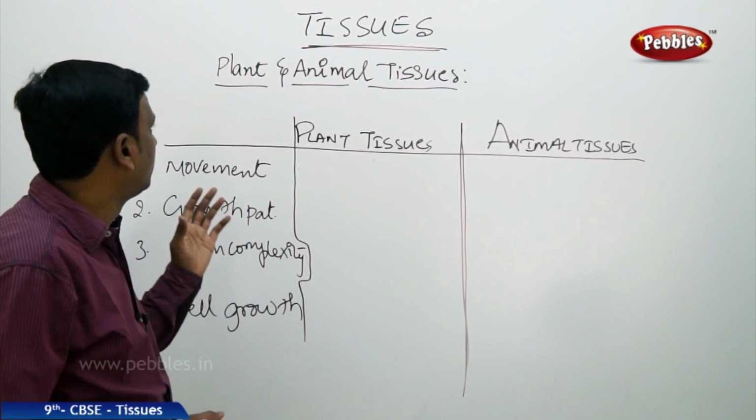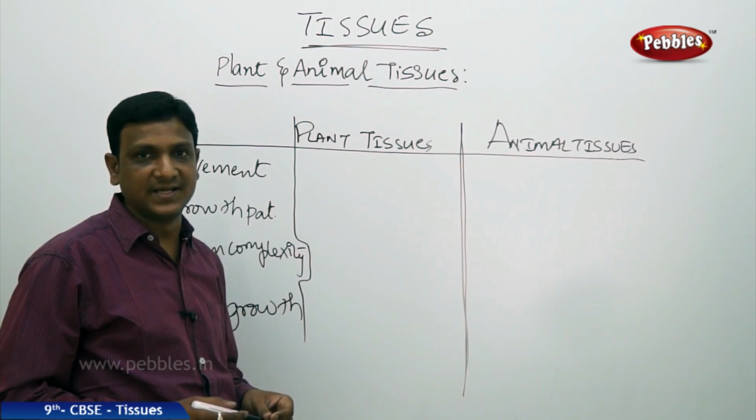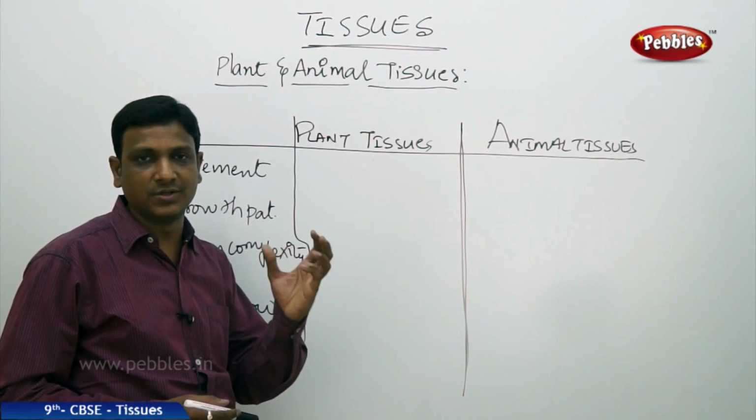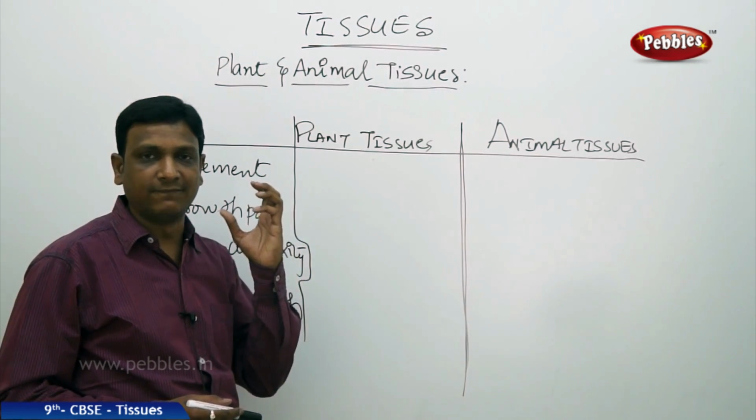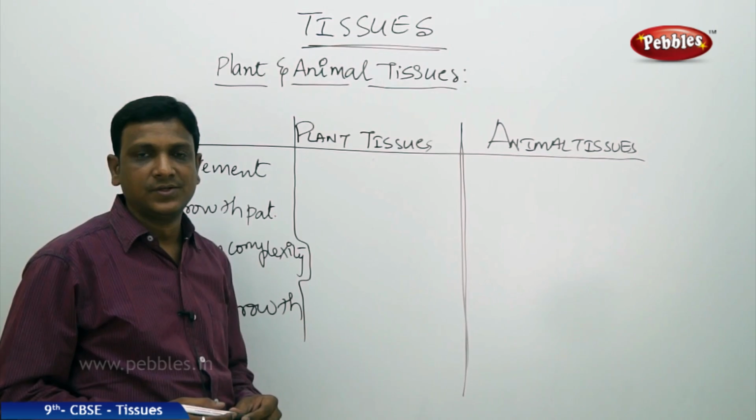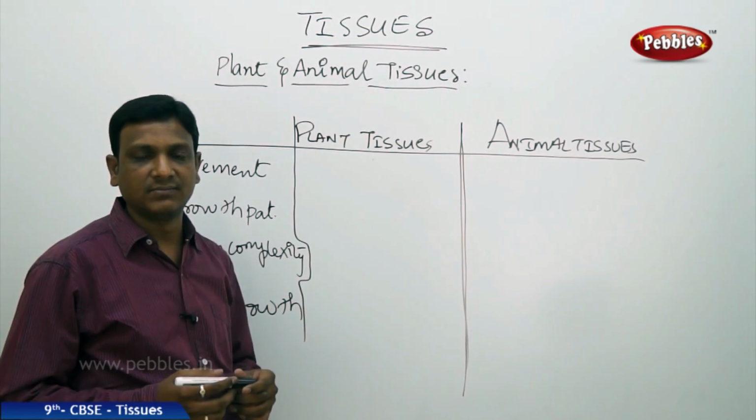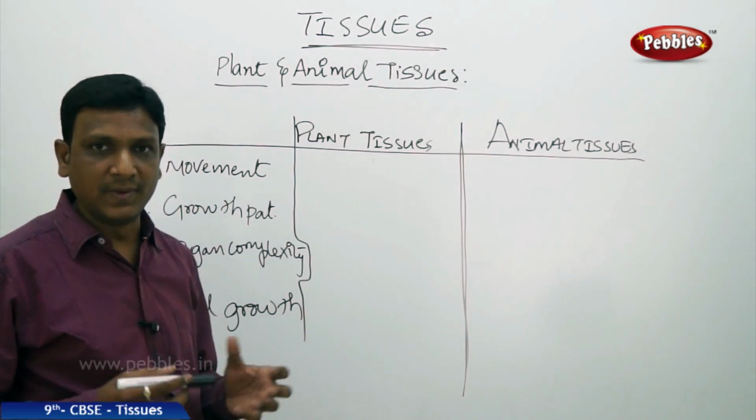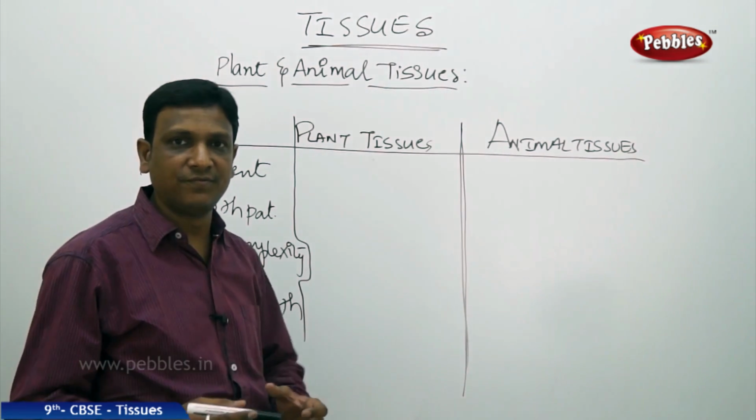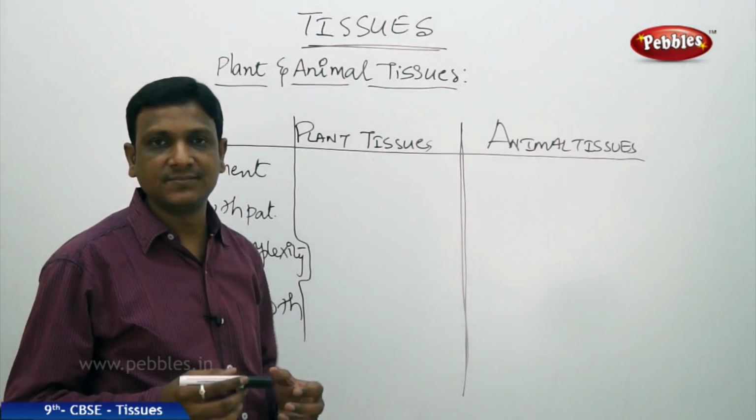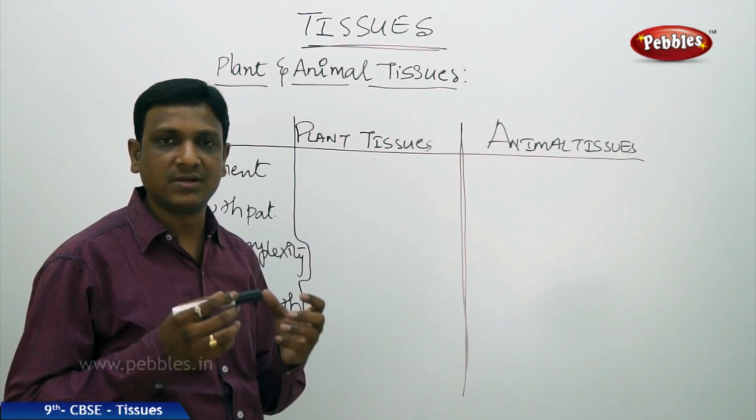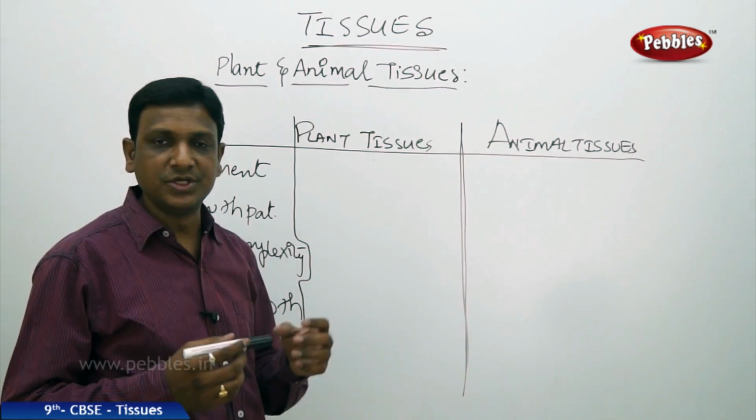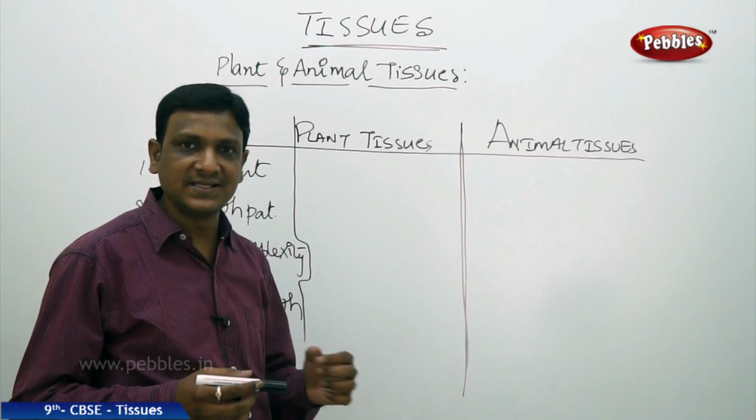So now let us see the tissues of plants and animals. We discussed that tissue is a group of cells which are similar in function and structure. So tissues are found in both plants as well as in animals. The multicellular animals consist of different organ systems made up of organs. Organs are made up of tissues. So tissues are found both in plants as well as animals.